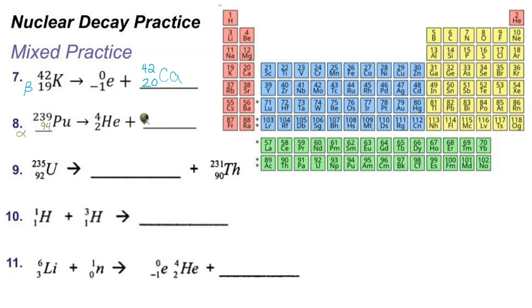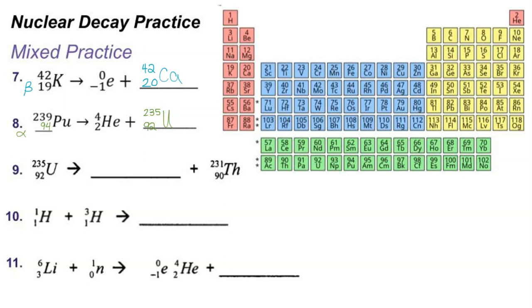92, and then what plus 4 gives us 239. Well, that would be 235. So we have our mass number and our atomic number. We'll just have to come over to our periodic table and figure out what element is element number 92. And that, of course, is uranium. So we'll put uranium's chemical symbol there and move on to the next one.